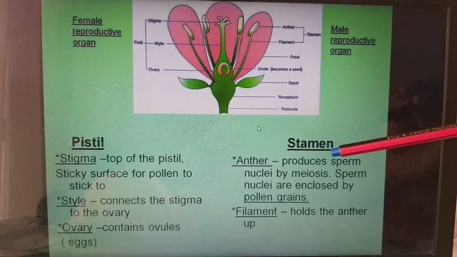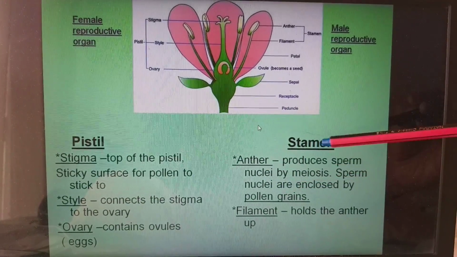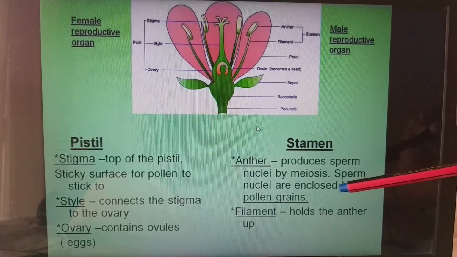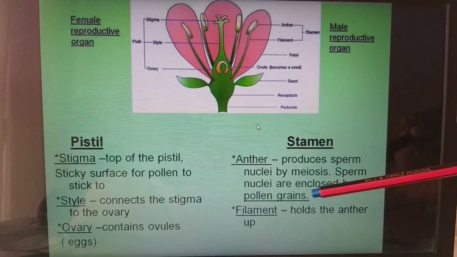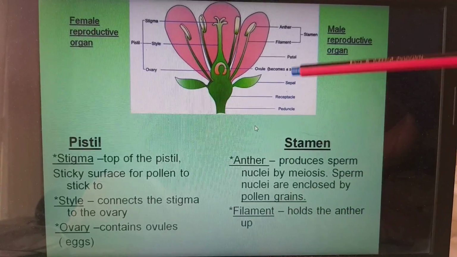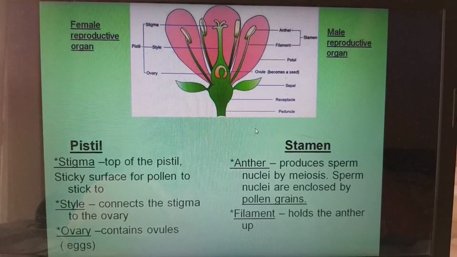Now, coming to the detailed vocabulary: stamen, anther, which produces the sperm nuclei by meiosis. Sperm nuclei are enclosed by pollen grains. Next, filaments, which hold the anther up. So these are all the parts of the flower.